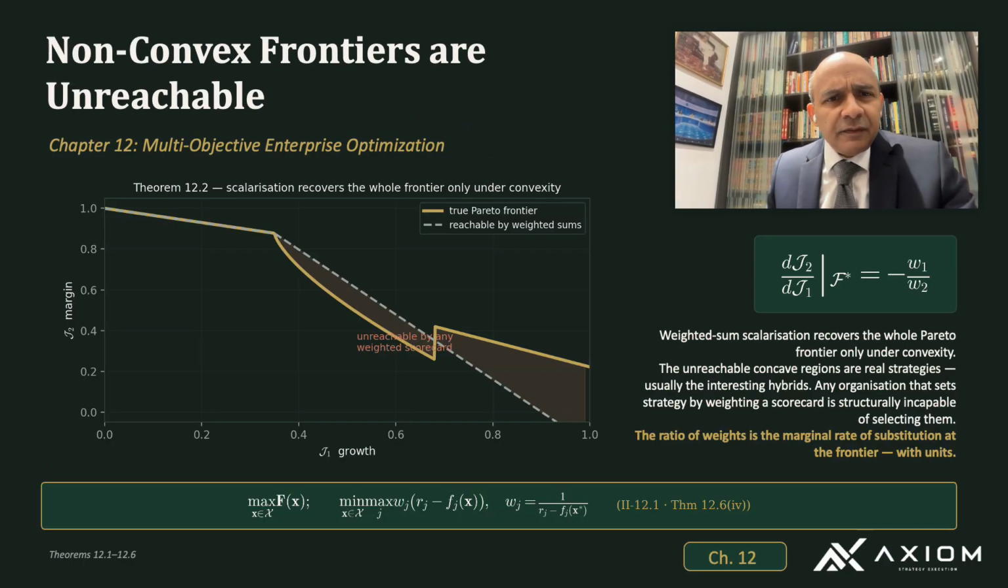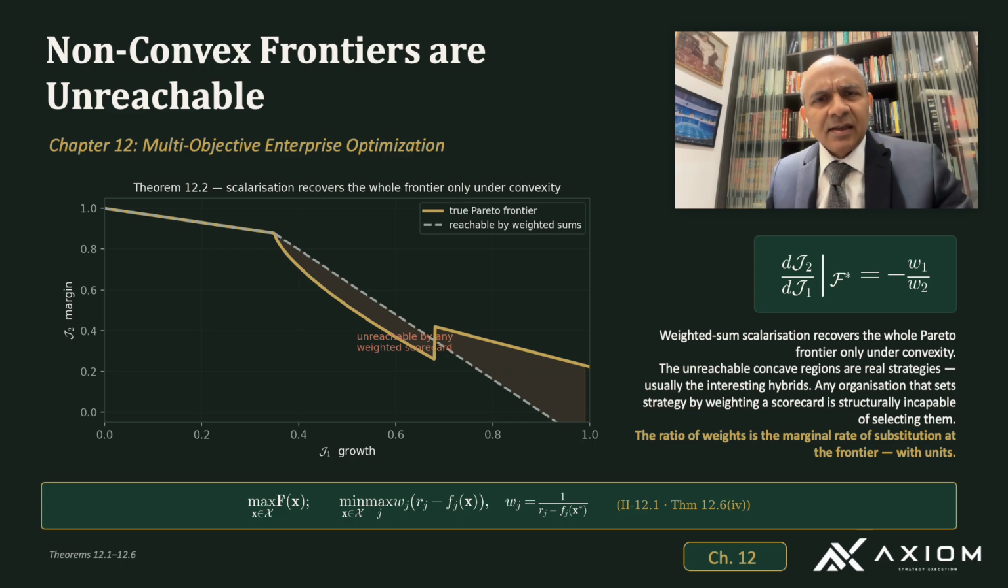Chapter 12, Multi-Objective Enterprise Optimization. Theorem 12.1. This characterizes Pareto optimality. A solution is Pareto optimal when no objective can be improved without worsening at least one other objective. In the convex case, Pareto optimal solutions are exactly those selected by suitable non-negative weighted combinations of the objectives.